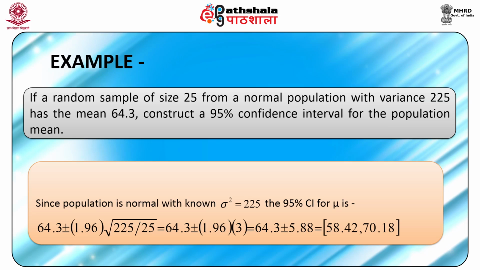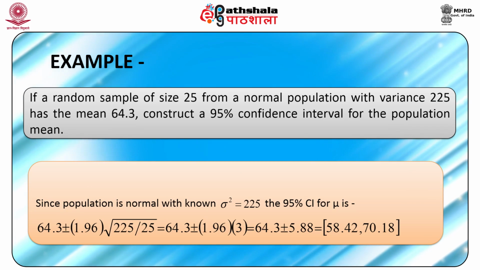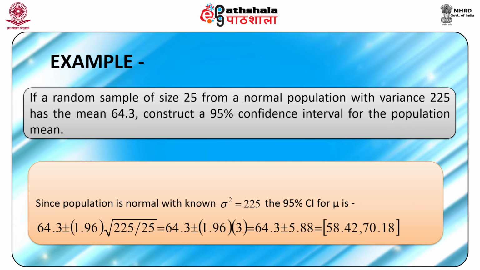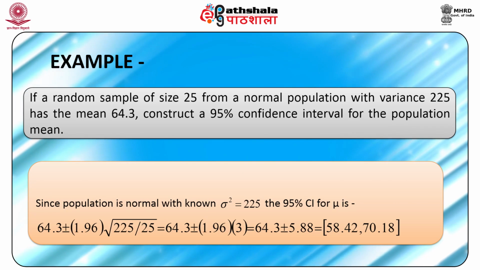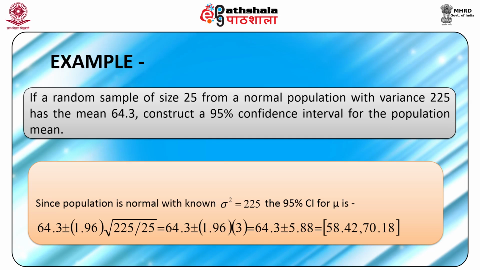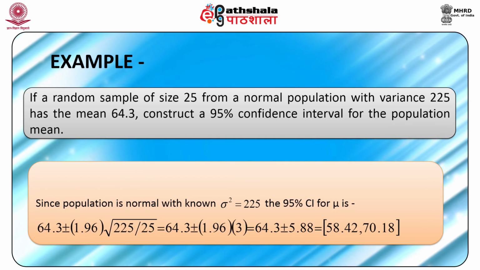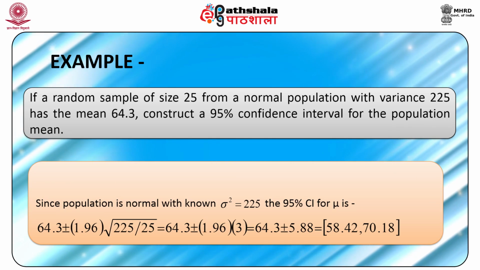It is a statement where we have given the fixed values of the upper and the lower limit. Let's explain this with the help of an example. So let's take example 1. Suppose a random sample of size n from a normal population with variance 225 has mean 64.3, and we want to construct a 95% confidence interval for the population mean. How do we do it?